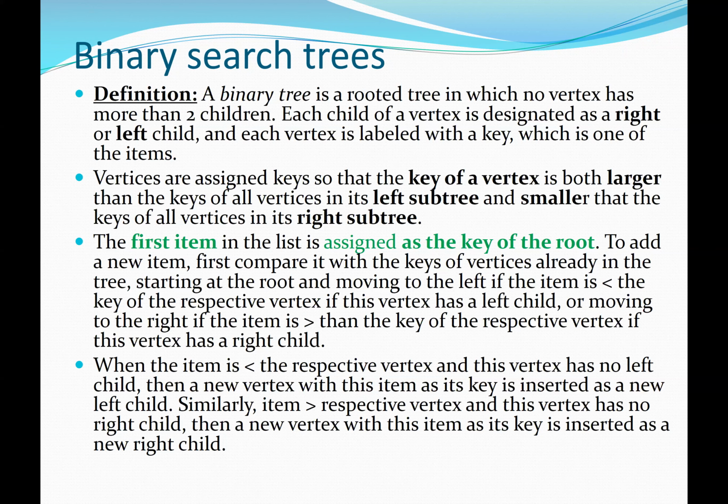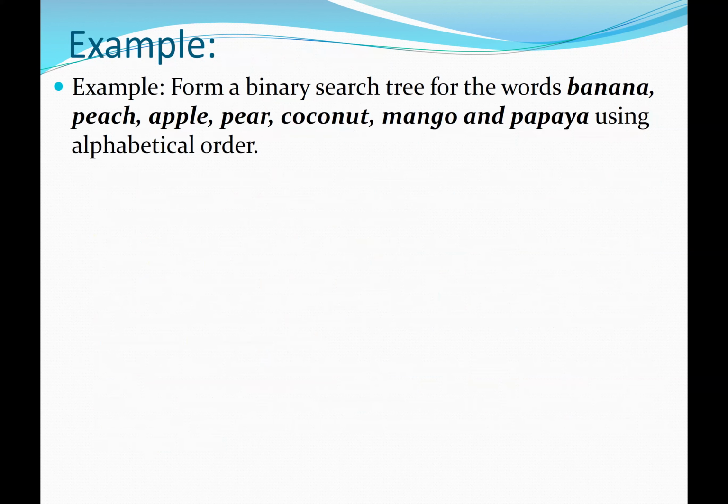All right, to show you more clearly, let's take a look at an example, right? Suppose we try to build a binary search tree for the following words: banana, peach, apple, pear, coconut, mango, and papaya, using alphabetical order. Now you might wonder, what does it mean by using alphabetical order? Does that mean that we have to start from the first letter of the alphabet? The answer is no. That's what you use when you compare.